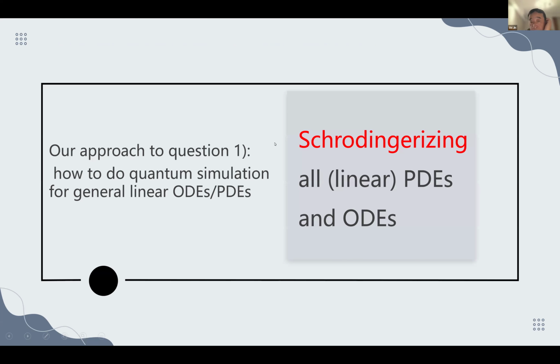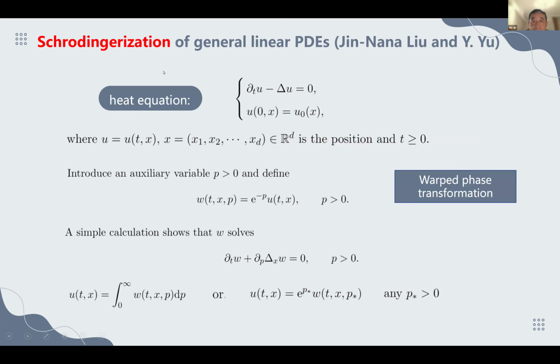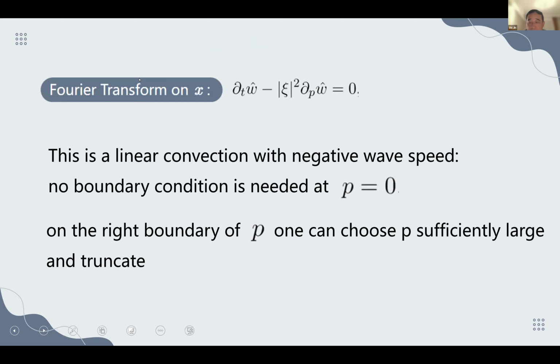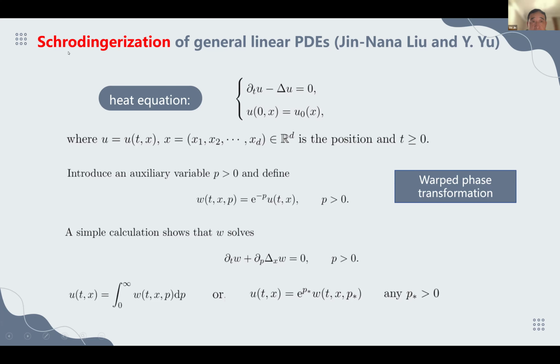Well, for the first question about non-Schrodinger PDEs, we believe we found a very nice generic way to handle it in a systematic way. We call this Schrodingerizing. Essentially, we find a way to Schrodingerize all non-Schrodinger equations. We thought this word had probably already been used, but if you Google, you find nobody used this terminology, which surprised me a little bit. So we call this method Schrodingerization.